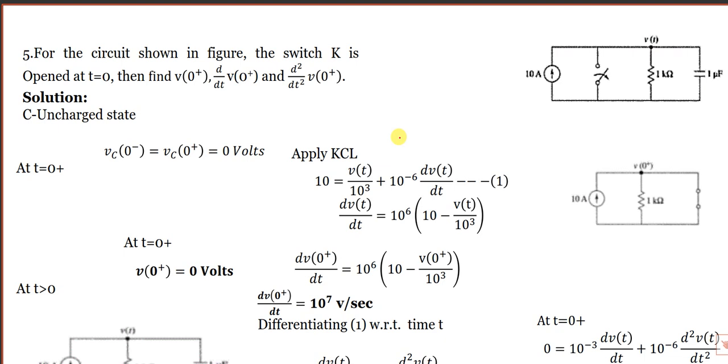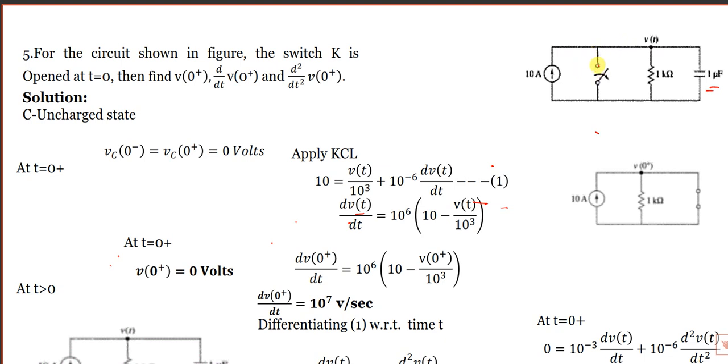In this circuit, the switch is opened at t is equal to 0 plus. For this circuit, you have to find v, dv by dt, d square v by dt square at t is equal to 0 plus. Now you can see the circuit. Here instead of inductor, we have a capacitor. Here we have a capacitor of 1 microfarad, 1 kilo ohm resistance, and 10 amps. This is V of t.